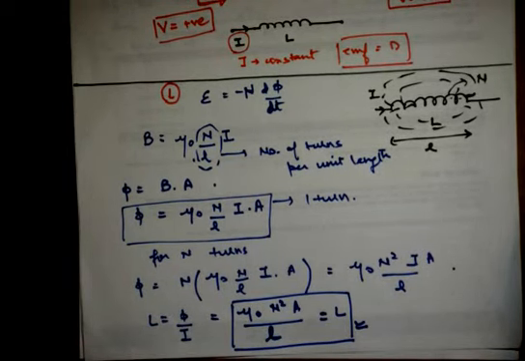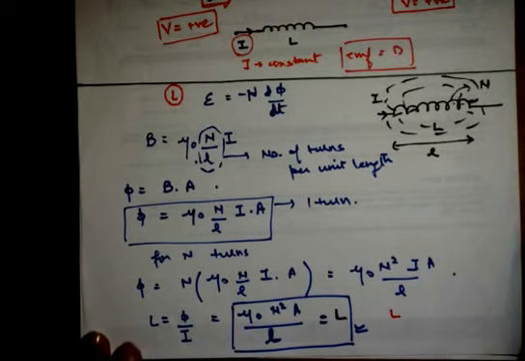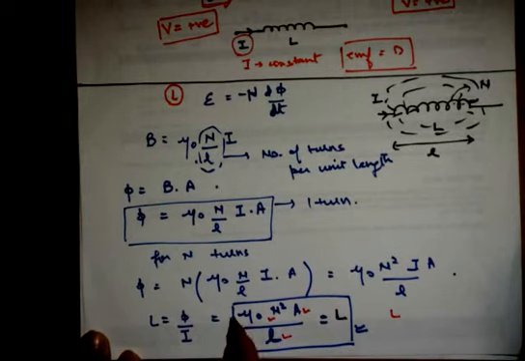Okay, so from here you can see that the value of self-inductance, that means L, does not depend upon current. It only depends upon the geometry of the coil. That means L, the length of the coil, N, the number of turns in the coil, A, the area of the coil, and mu naught, that means the permeability of the medium of the coil.